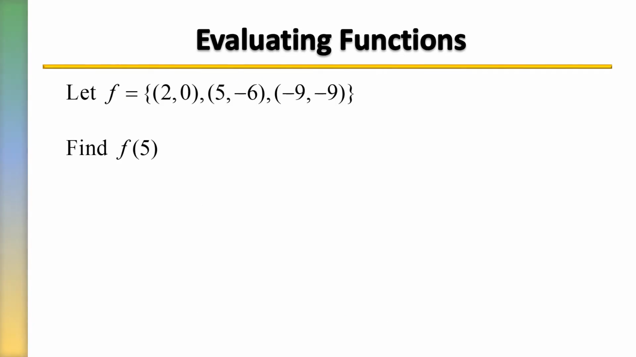Now recall we talked about in the previous lecture the various ways in which a function, or relation rather, can be represented. We can represent a relation in the form, recall, of a set of ordered pairs, a table of values, a graph, a mapping, and so forth. But here we have a set of ordered pairs, and we're asked to find f of 5.